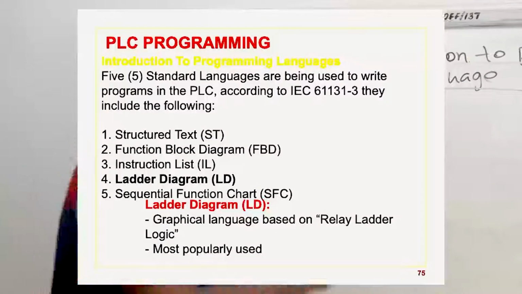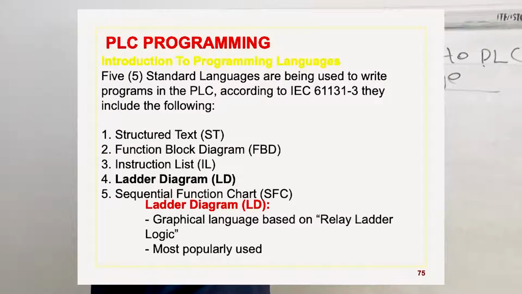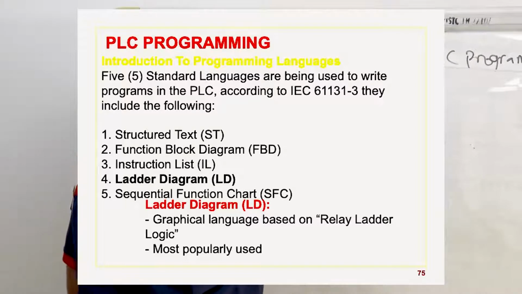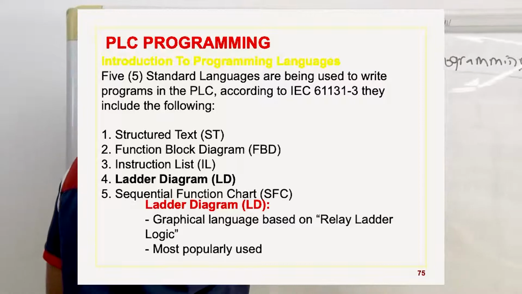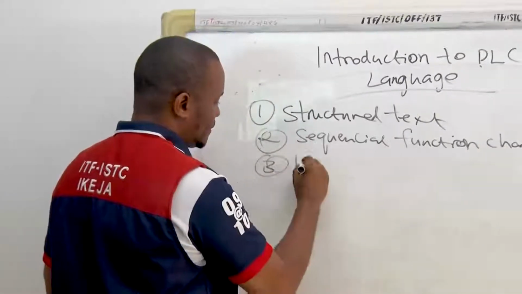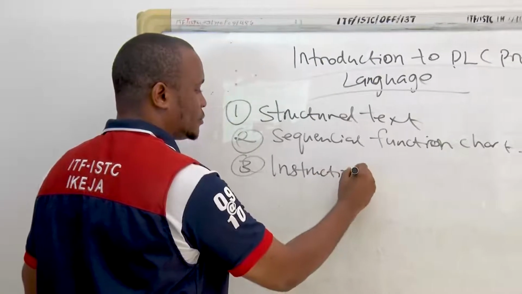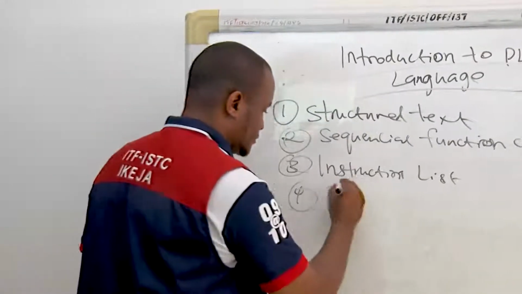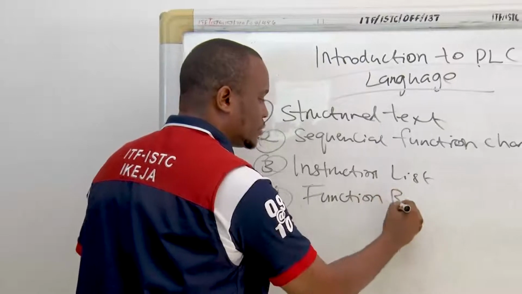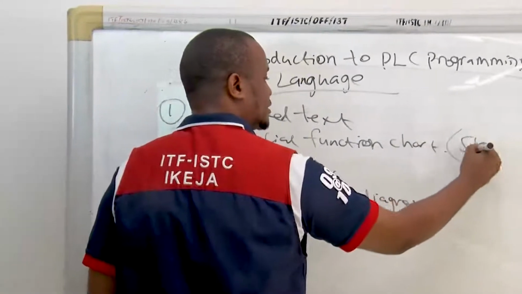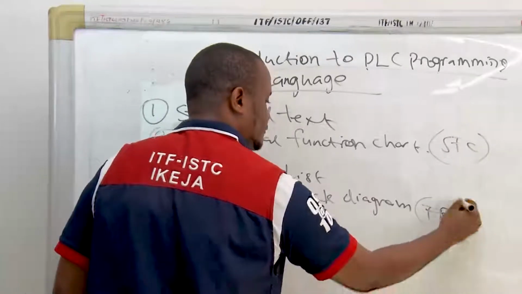One of them is what we call structured text. We have sequential function charts, we also have the instruction list, and we have the function block diagram. This one is called the SFC, and this is called FBD, function block diagram.